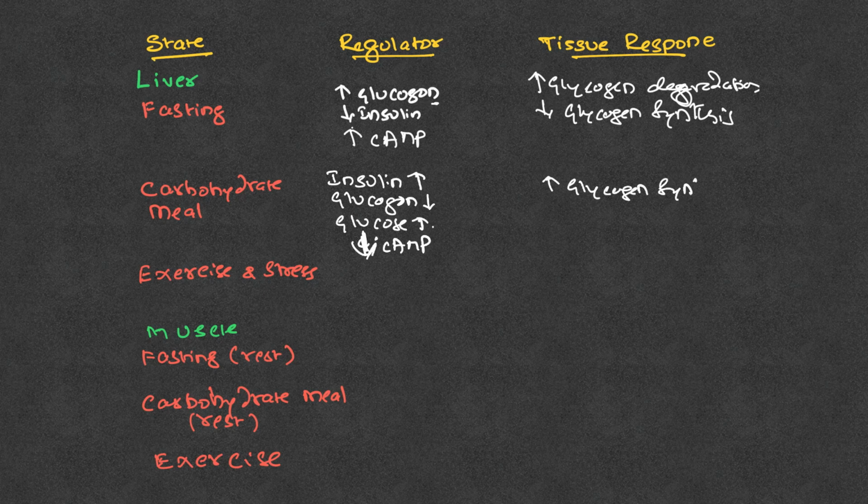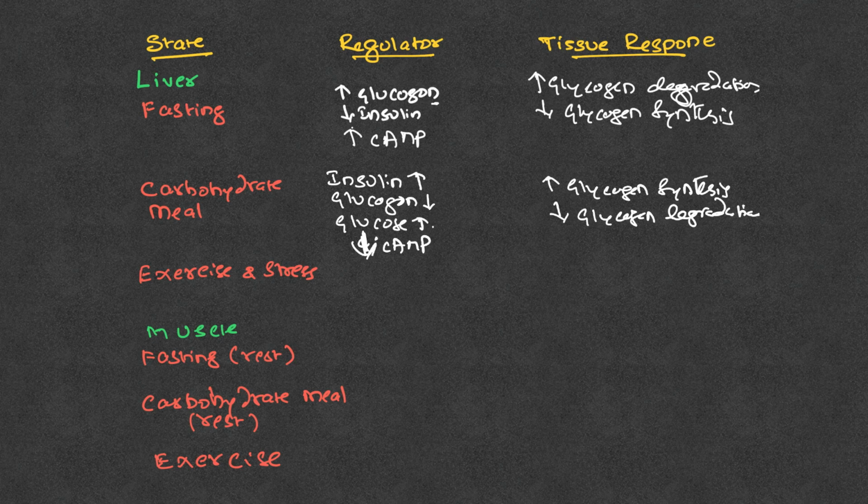So glycogen synthesis will be increased, and obviously there will be decrease in glycogen degradation. So this is what happens after carbohydrate meal. Now let us see what happens after exercise or during stressful situation.